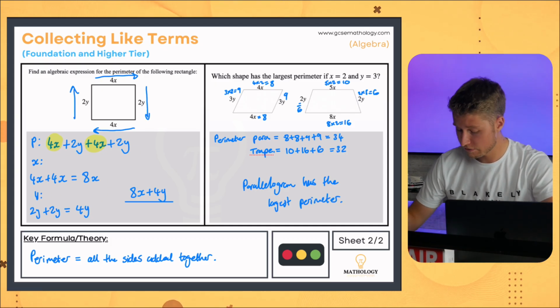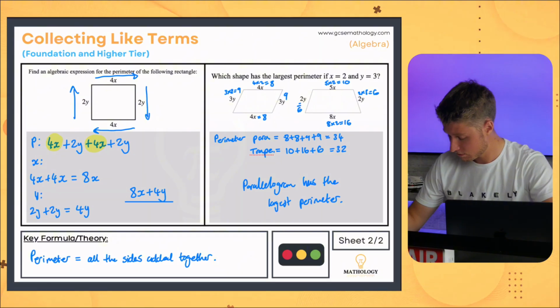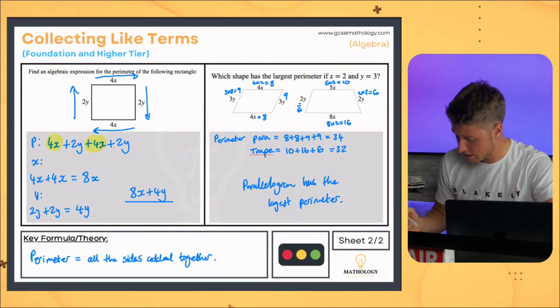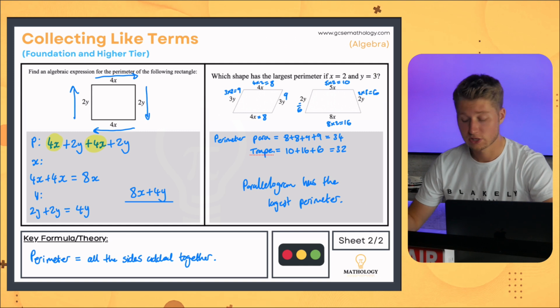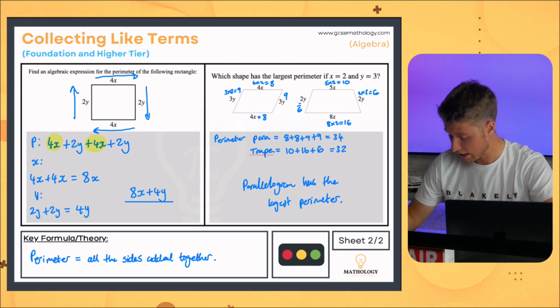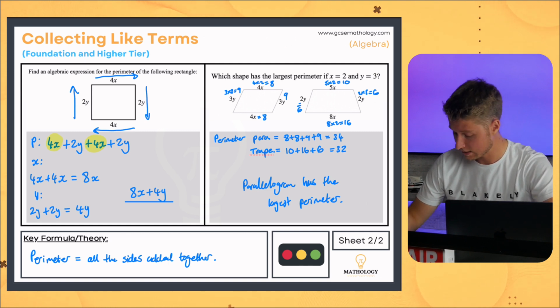So this concludes the video on collecting like terms. You can also use this traffic light system in the bottom right hand corner for either sheet 1 or sheet 2 to grade how well and how confident you feel on collecting like terms.